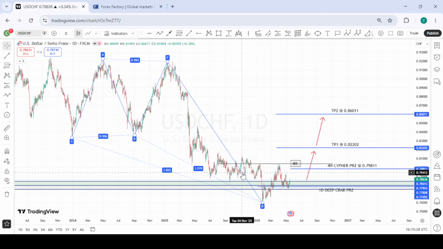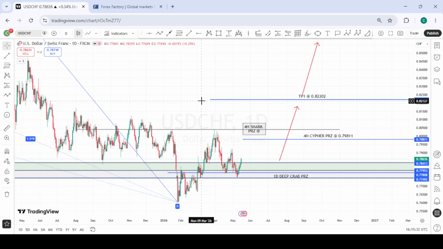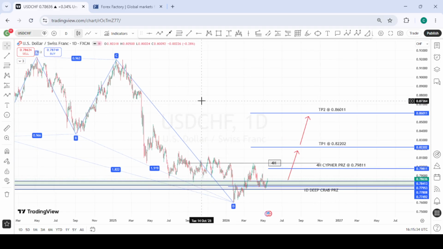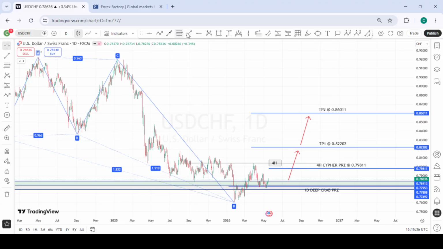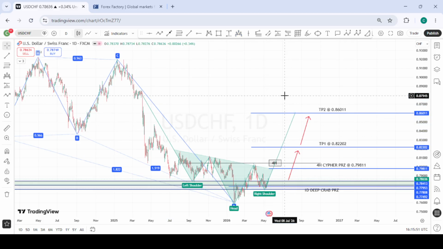And as we can see, price is likely forming a right shoulder. It's very messy and not very clean, but it's likely forming a right shoulder. So this is more like the left shoulder, this is the head, and this is possibly the right shoulder. And we are yet to see the bullish move upwards to the various TPs we have above here.